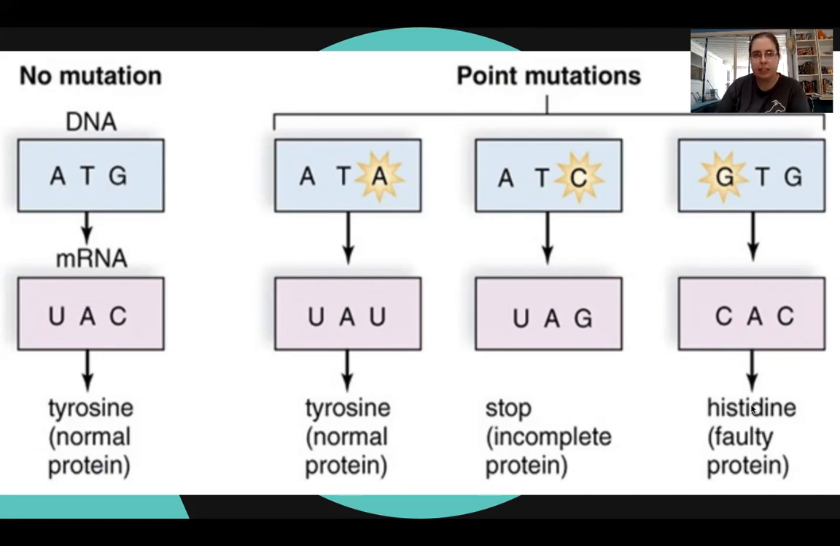Sickle cell disease, or the sickle cell disorder, is actually the result of a point mutation. One base is changed, changing one single amino acid in the chain, and that affects the hemoglobin protein.